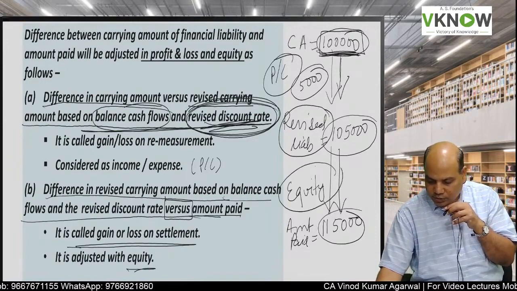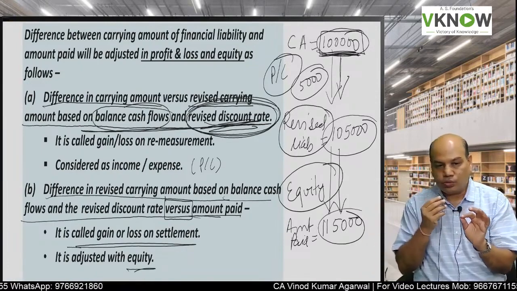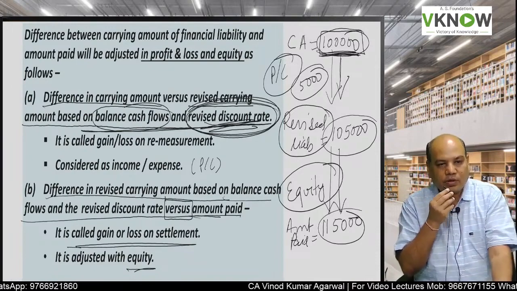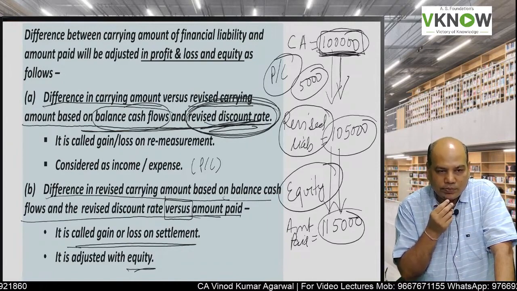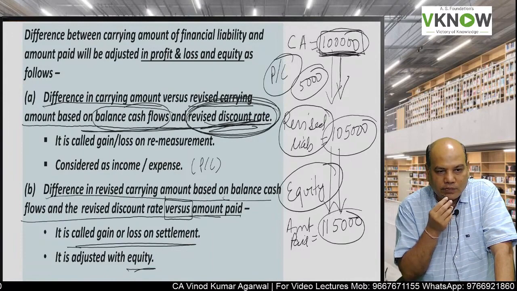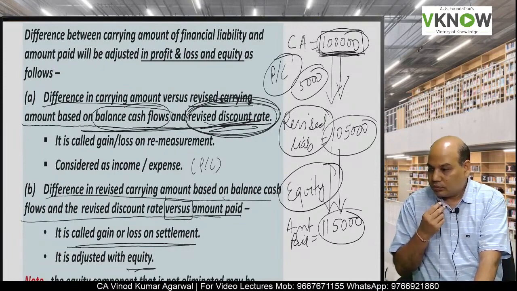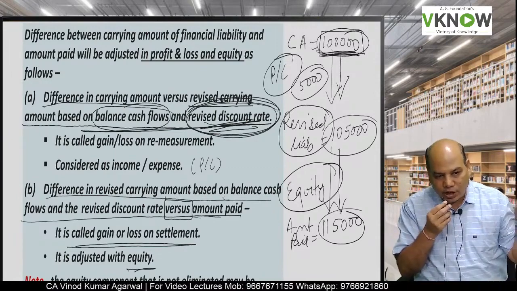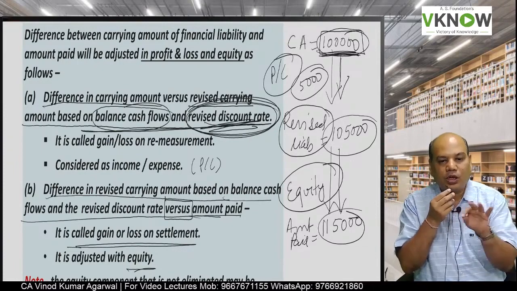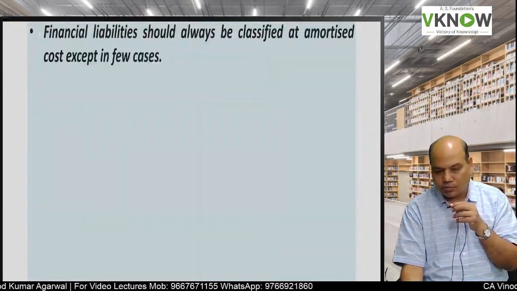Sir, why is it adjusted within equity? If I adjust it within P&L account, it will amount to remeasuring equity, and remeasurement of equity is not allowed. That is why the difference between the revised carrying amount of liability and the amount paid will be treated as adjustment in equity. Whatever is the balance left in equity account will be transferred to other component of equity.